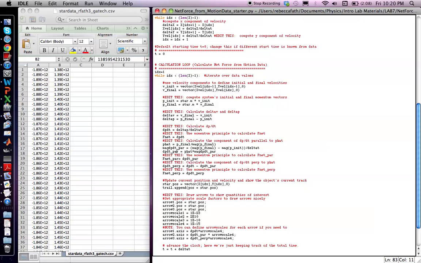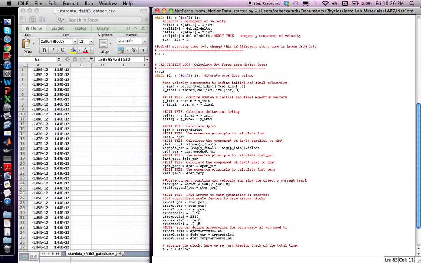Then we also wanted to find the change of momentum over change in time in the parallel and in the perpendicular direction. So first I found P hat, P final over magnitude of P final, and then I found the magnitude of dp dt in the parallel, which is the magnitude of P final minus magnitude of P initial over delta t. And it's important to do magnitude of P final minus magnitude of P initial and not magnitude of P final minus P initial, because those are two different values. And then I was able to find the parallel component of the change in momentum over change in time by multiplying P hat times this magnitude. This value is also equal to the F net in the parallel direction.